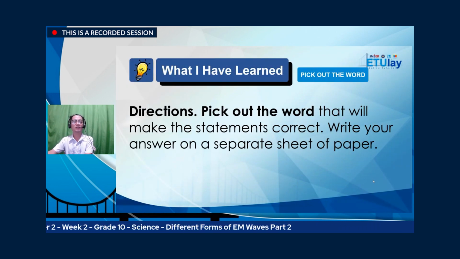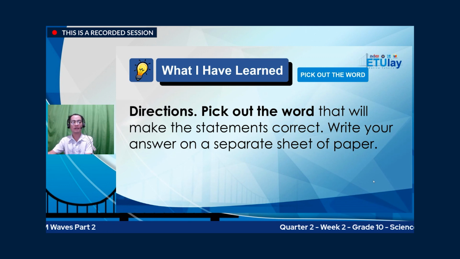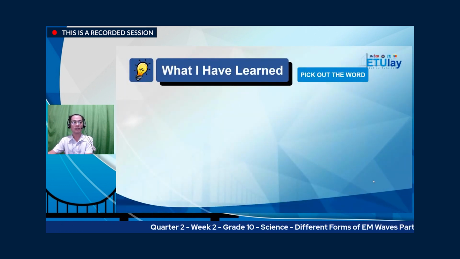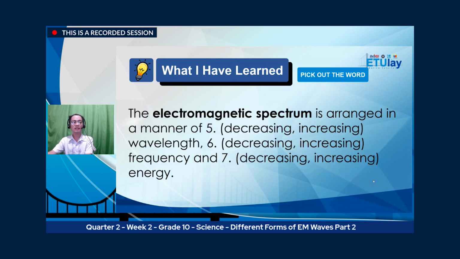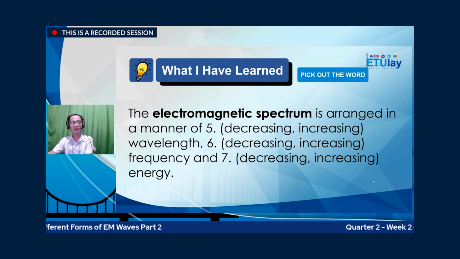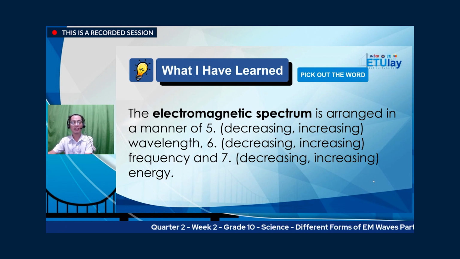Pick the word. Directions, pick out the word that will make the statement correct. Write your answer on a separate sheet of paper. Ready, science learners? Okay, let's move to this one. The electromagnetic spectrum is arranged in a manner of number 5, decreasing or increasing wavelength. Number 6, decreasing or increasing frequency. And 7, decreasing or increasing energy.